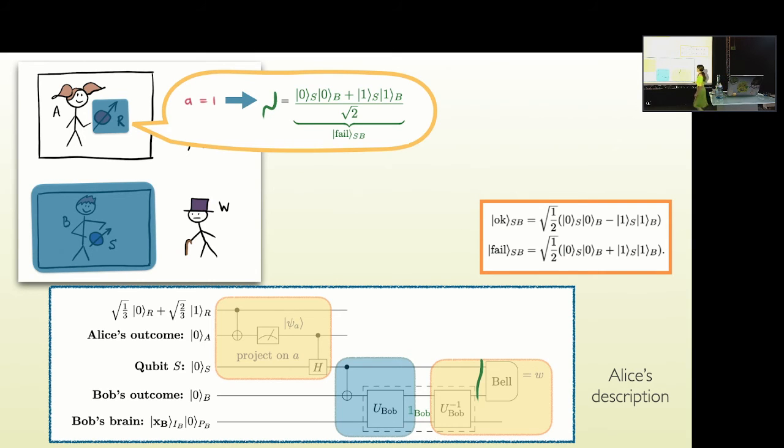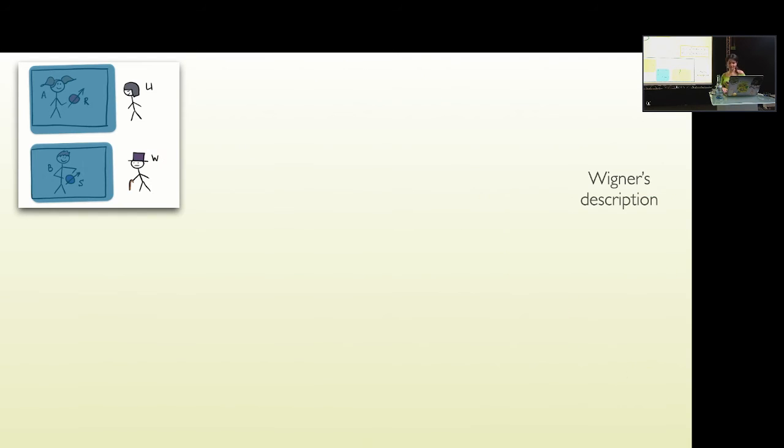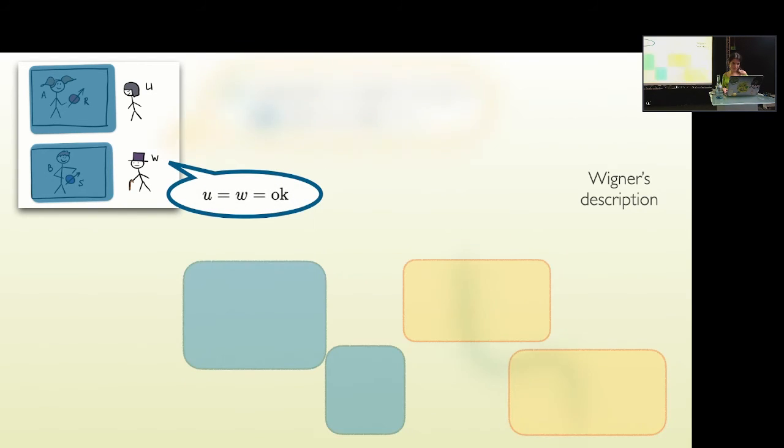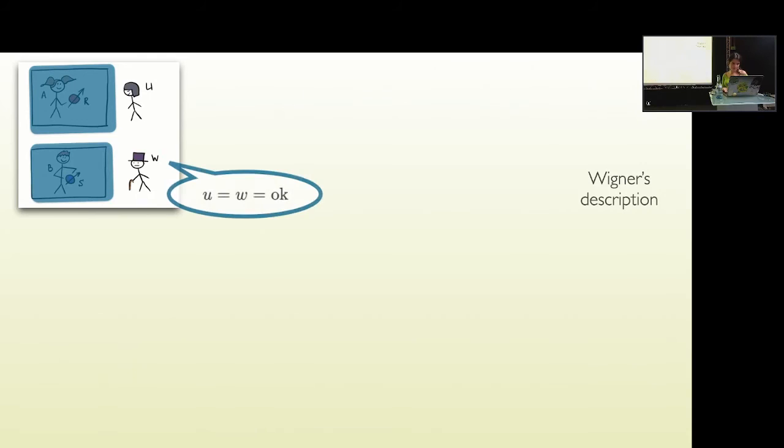And what she concludes is that whenever I get a 1 here, so I prepare the state plus, after all of these things, the state here is actually a Bell pair, which is precisely this fail outcome. Okay? And this leads us to: A equals 1 implies his outcome is fail.